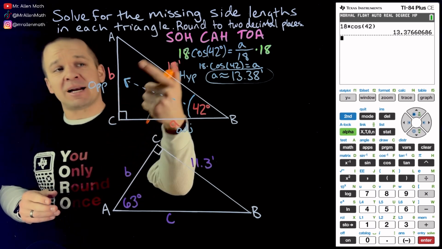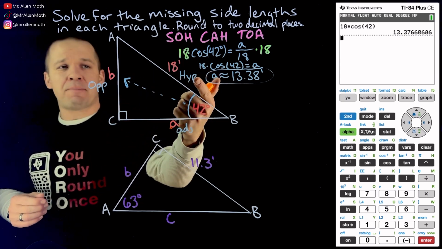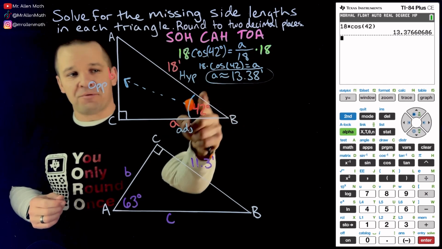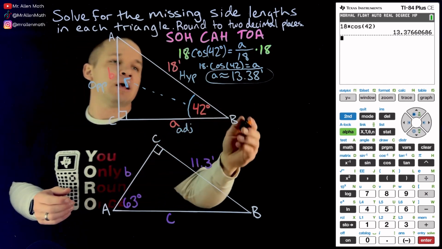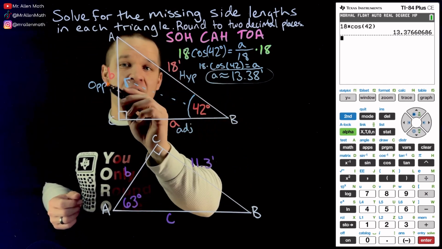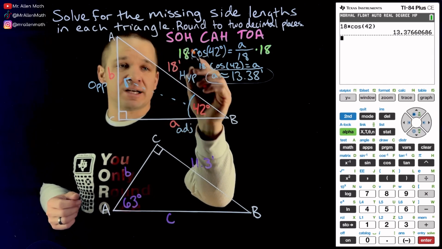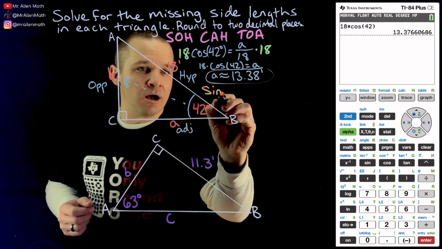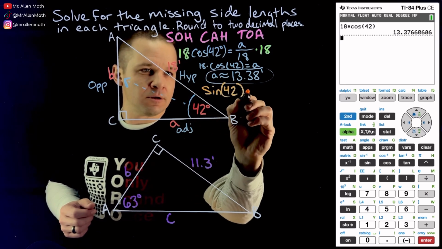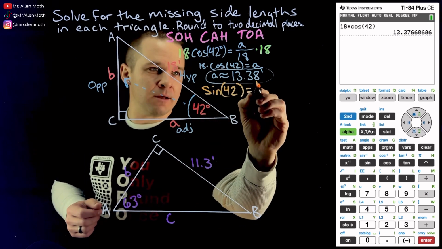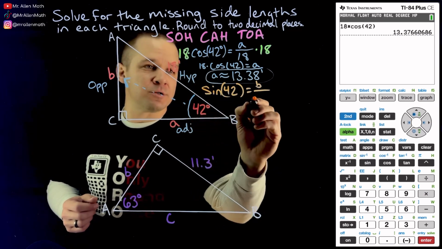Now I want my opposite. I have my hypotenuse. I'm still going to use my hypotenuse because it's my given measurement rather than this guy, just in case I made some kind of mistake. So I have sine this time because I want my opposite. I have my hypotenuse. Sine's the move. So sine of 42 degrees equals my opposite B over my hypotenuse, which is 18.